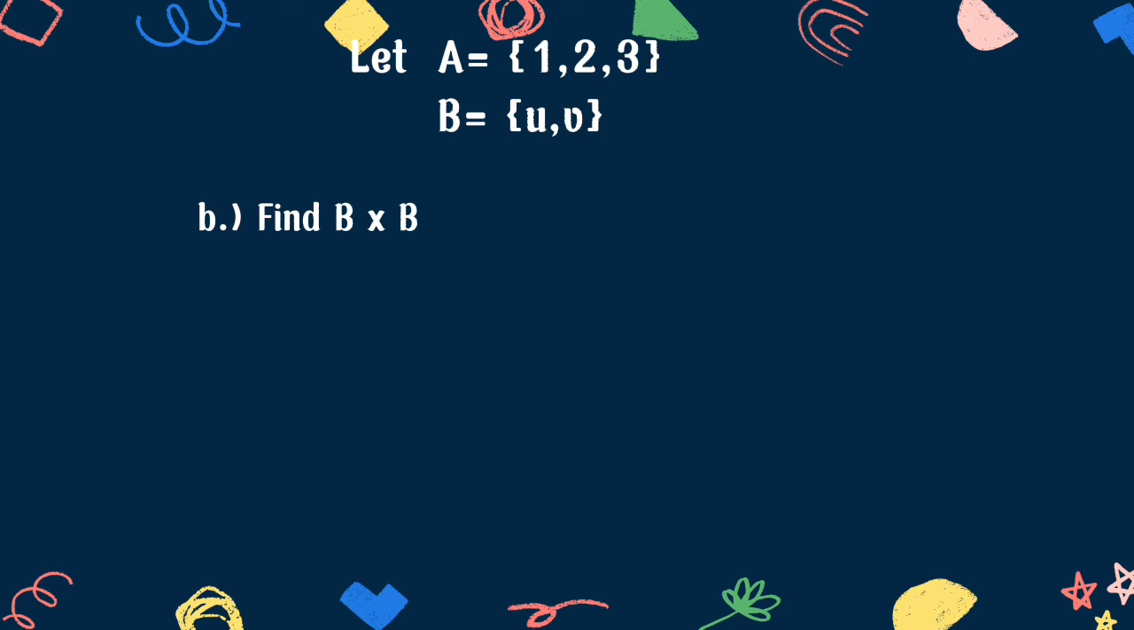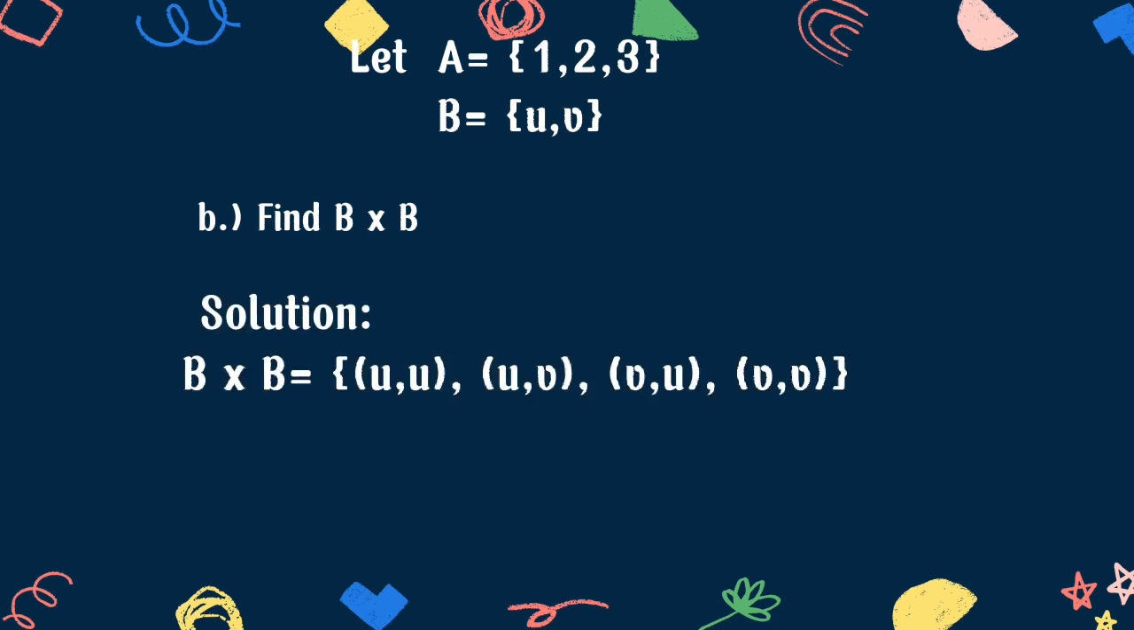So, sa second example, we have to find B cross B. So, here is the solution. Sa B cross B, meron tayong 4 ordered pairs. So, sa first ordered pair, we have UU. At dahil ang kailangan nating hanapin ay ang B cross B, ang isusulat natin dyan sa first element ay U and sa second element naman ay U. Sa second ordered pair naman, ang isusulat natin ay ang first element ng B at ang second element ng B.